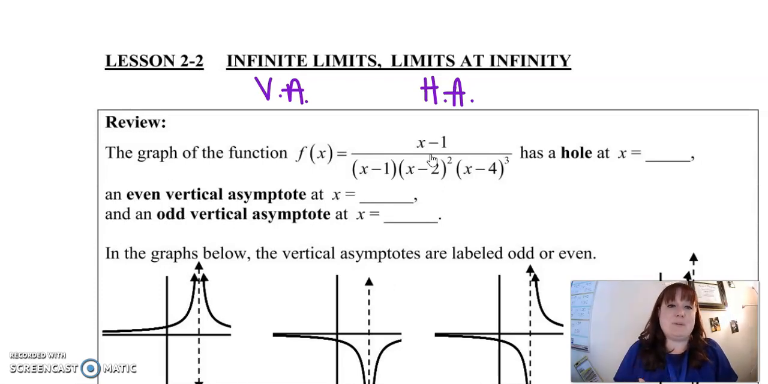And then infinite limits are really just vertical asymptotes. Infinite limits means what's happening to the function, or what number does the function go to infinity or negative infinity? At what point on this function does the function just take off and go to infinity or negative infinity? And it only does that at asymptotes, right? At vertical asymptotes. So when we're looking for these two types of limits, we're just going to go back to our skills from pre-calculus and remind ourselves how to find vertical asymptotes and horizontal asymptotes.